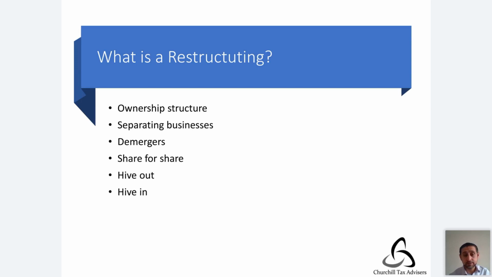There are things like demergers, there are share for share exchanges, there are hiving in a business or hiving out a business, or hiving up a business. So there are quite different forms of restructuring that can be done to make the overall process a lot more efficient, tax efficient, and commercially efficient. Most of these are commercially driven, and that's what HMRC like to see, that any form of restructuring must be commercially driven and not tax driven.